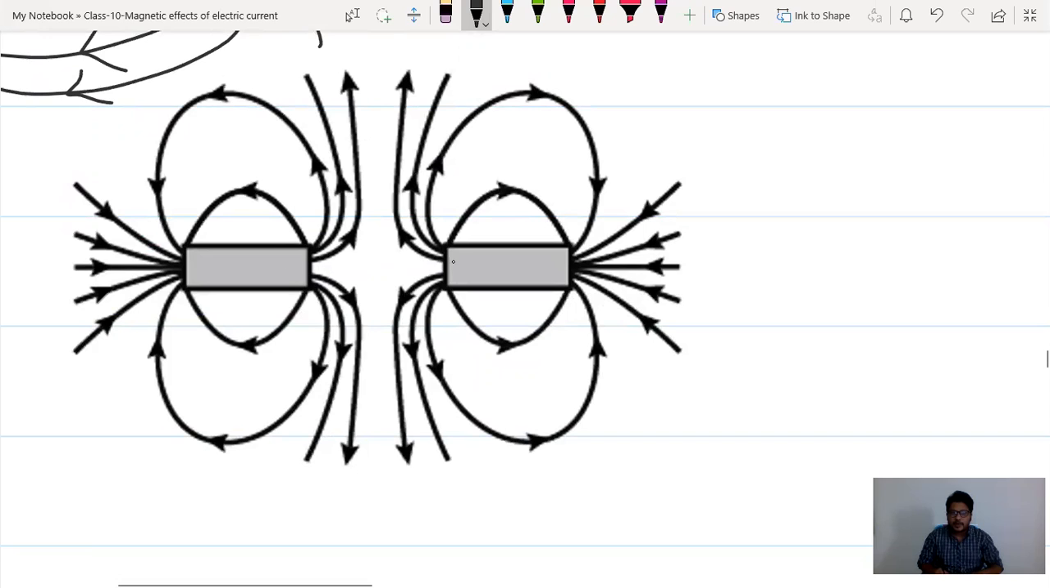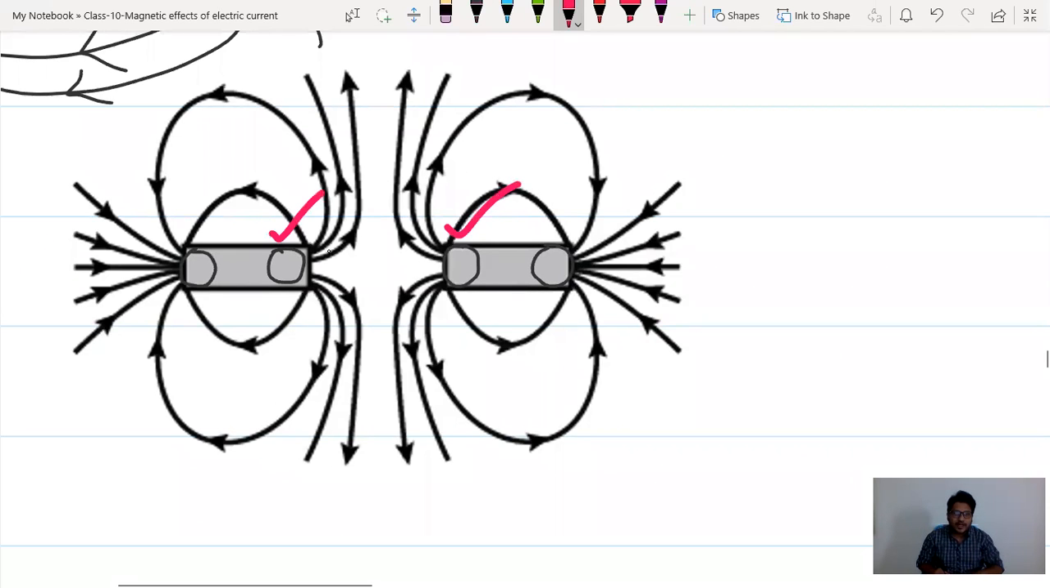So definitely it must be like poles. Now what pole should come here, and what pole should come here? What pole should be here? What pole should be here? You need to guess. So two things. What you can say, here two lines are not intersecting, so this one and this one should be same poles.